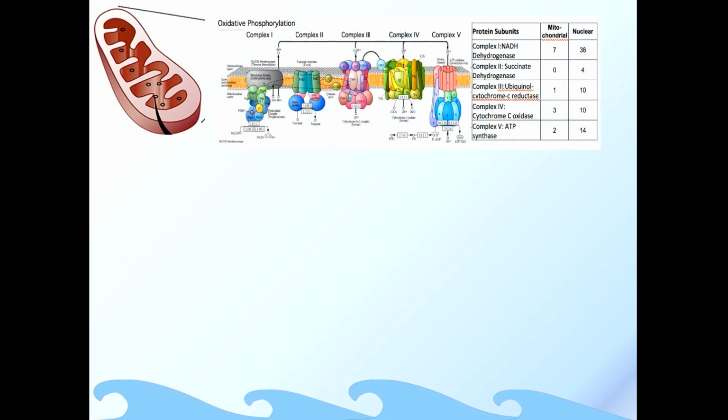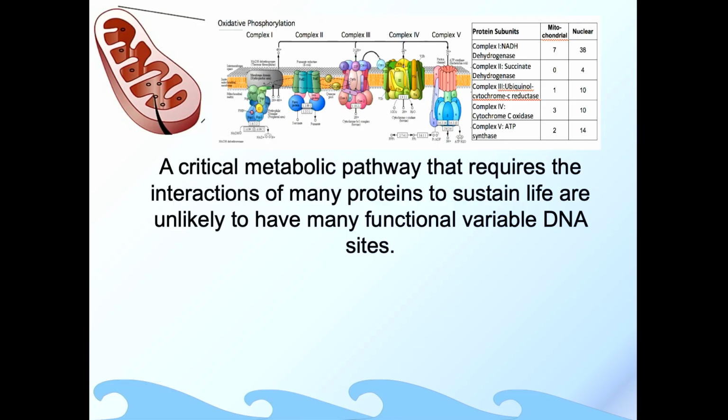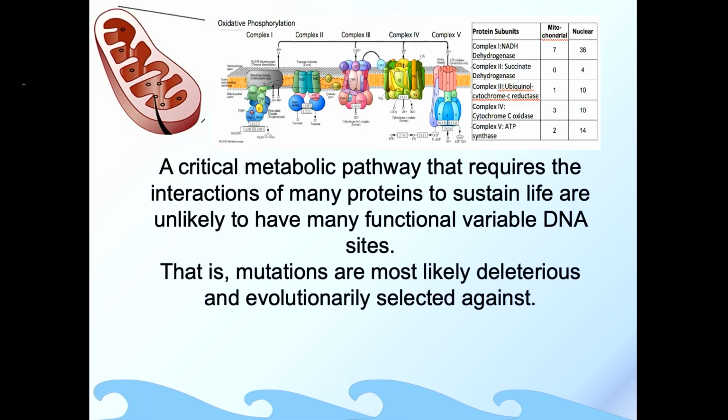If you look at it, you can see that of the mitochondrial proteins, 7 are in the first complex, 2 are in the last complex, and the other ones are nuclear genes, and that's how that big complex enzyme pathway works. Here's the important point. A critical metabolic pathway that requires interactions between all these proteins to sustain life is unlikely to have functionally significant changes in its DNA, because of all the interactions, because of their importance. That is, mutations are most likely deleterious and eliminated.